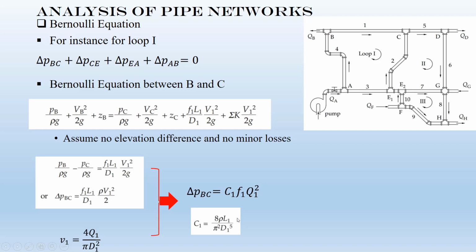Keep in your mind that you have all this information. You have the length, you have the diameter, you have the density, so you can find the C1. So in this equation, actually, both friction factor and Q are unknown. Now, what you can do, you can find the delta P CE, EA, and AB from the Bernoulli equation, and then you can substitute into this equation. So now, you can repeat this procedure to find the delta P for other parts. I mean, this one, and this one.